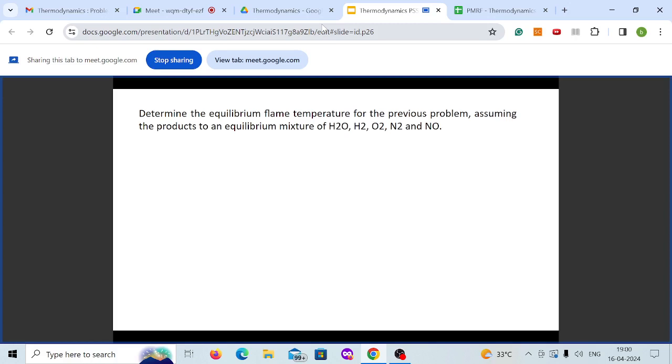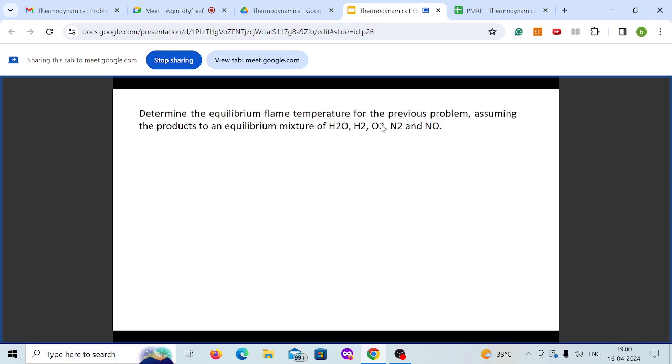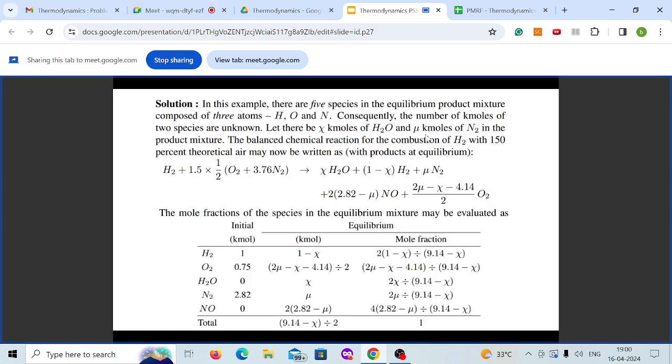Okay. So the next question is, determine the equilibrium flame temperature for the previous problem, assuming the products to be an equilibrium mixture of water, H2, O2, N2 and NO. Previously we said nitrogen is inert, now we are saying that nitrogen is not inert, it also participates in the reaction and forms NO. So again, if you see, we have 3 atoms and 5 unknowns, so we have to assume 2 unknowns.